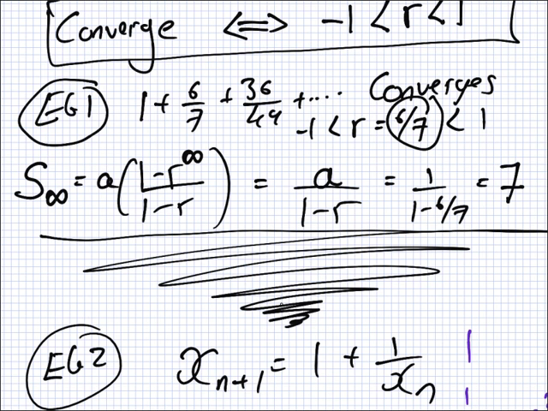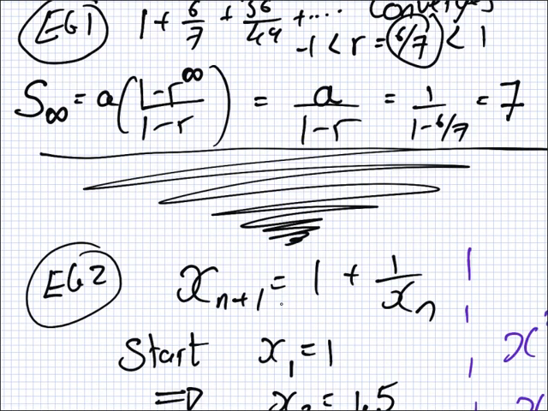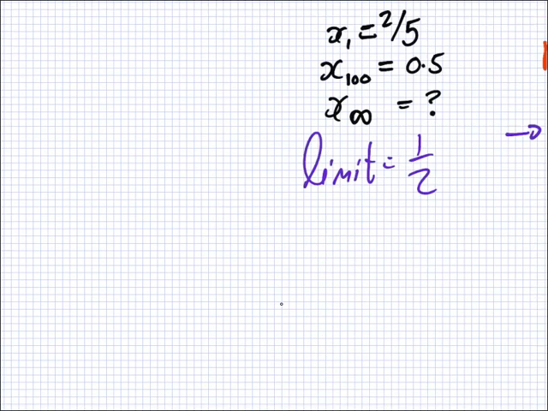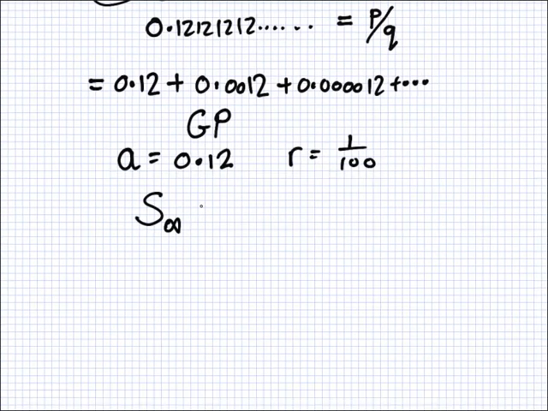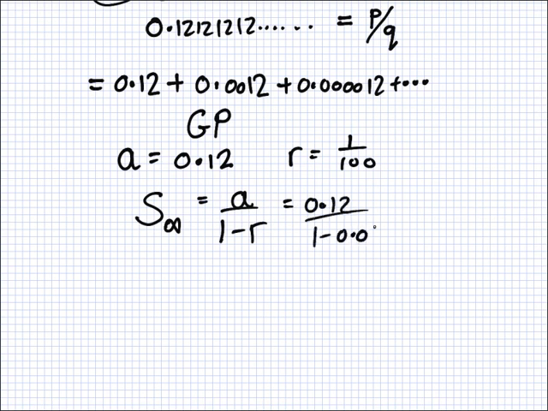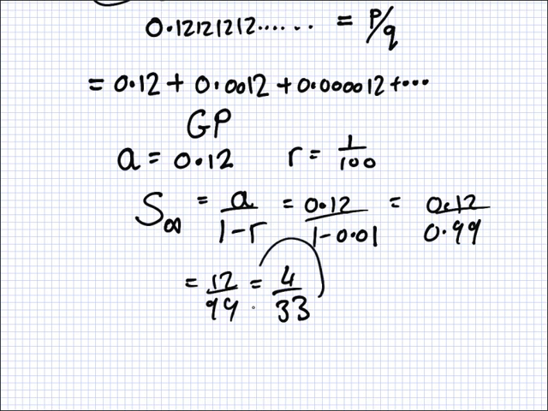Can I scroll down? So let's go back to the example I was doing here, number 4. If I use my S infinity formula, that's equal to a over 1 minus r. So that'll be 0.12 over 1 minus 0.01, which will be 0.12 over 0.99, which will be 12 over 99. 3 goes into 12 4 times, doesn't it? 4 over 33. So 4 over 33 is the fraction. And you can check it. It does equal 0.121212.